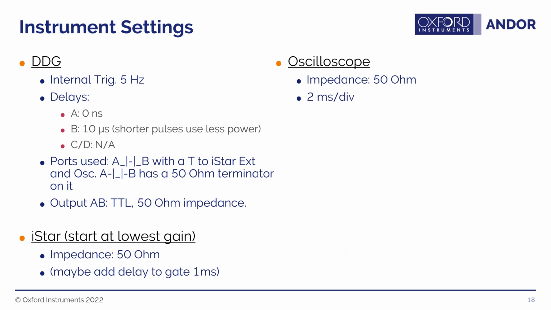So now we've reached the first interactive demonstration. So you can follow along at home if you've got a digital delay generator, the iStar sCMOS, and an oscilloscope. And so I've put some of the most important settings that you may want to dial into these various instruments of your own. So here I have that the delay generator is set to 5 Hertz.